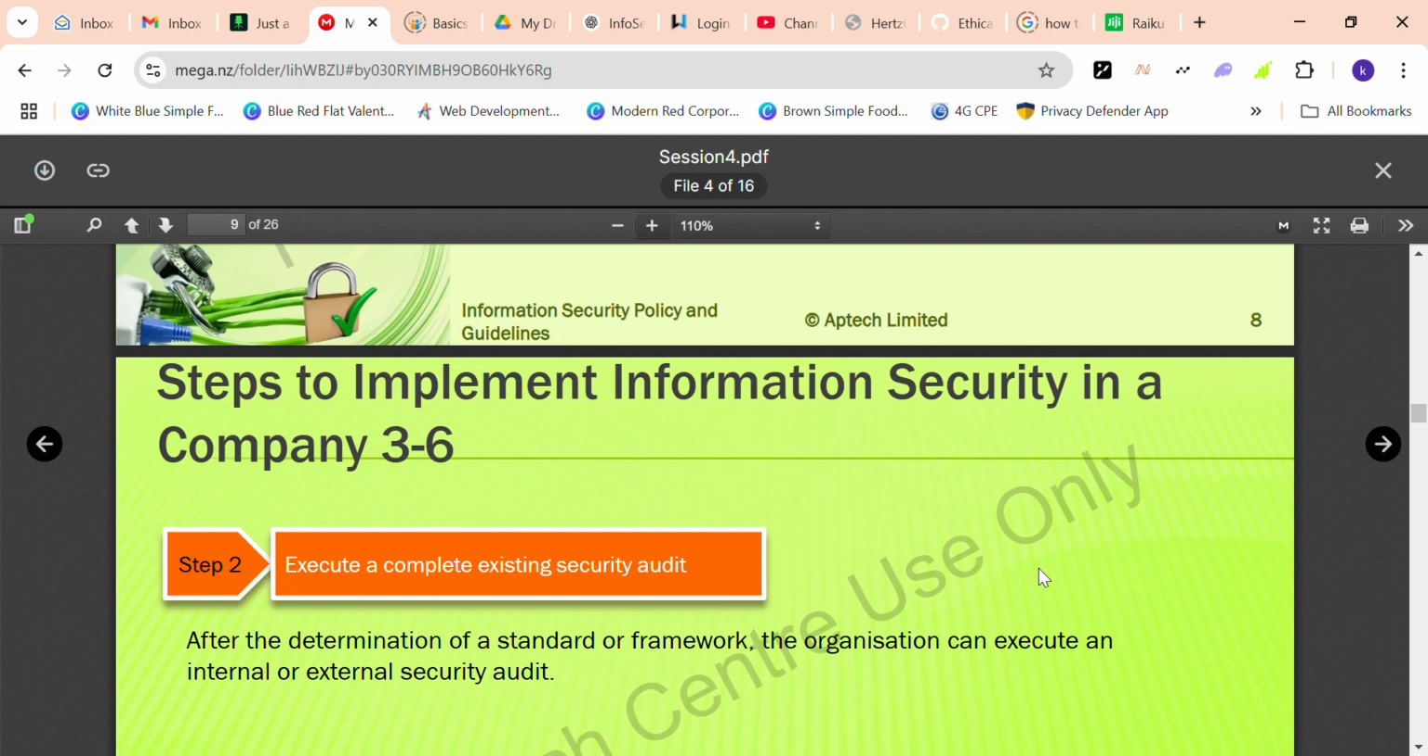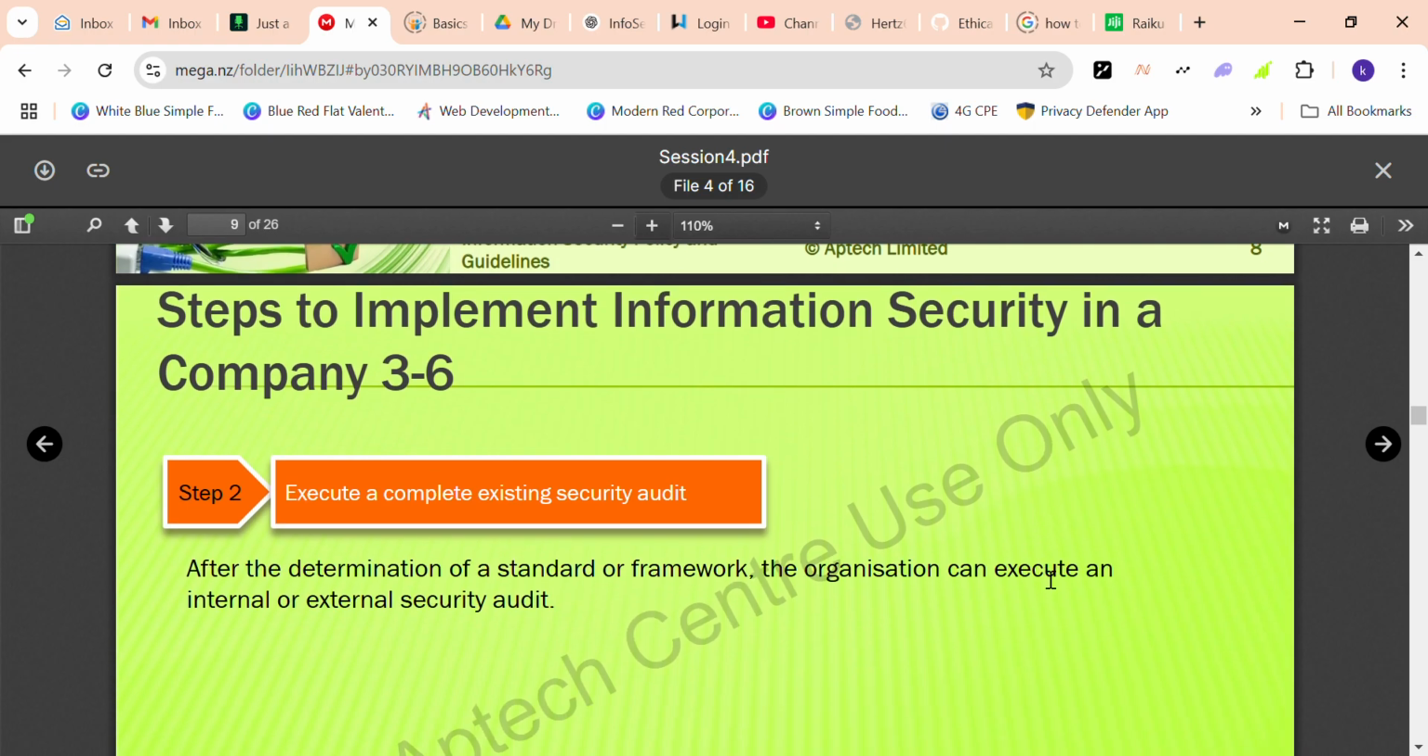Let's move to step 2. Execute a complete existing security audit. After determining the standard or framework that you'll be using, either you collected it from another organization or you pick from an existing framework, the organization can now execute an internal or external audit on that standard or framework. You can run an audit on it. Maybe it should be suitable for your organization.